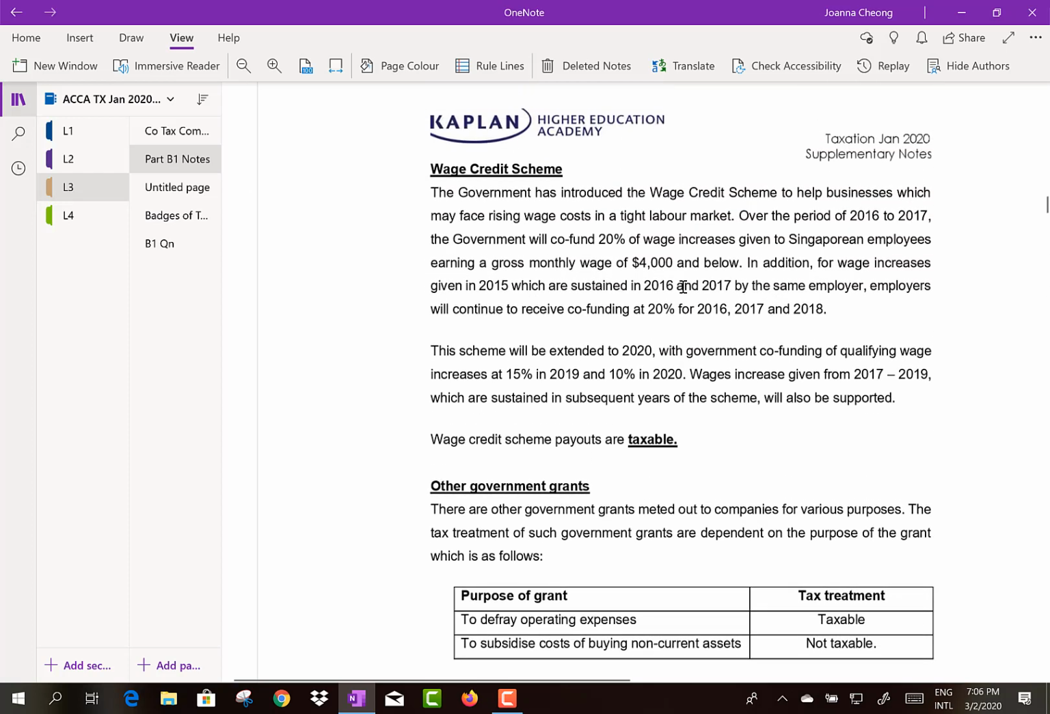I have to put this here because I'm not sure where to put it. That's why I put it here. Now, the WCS, Wage Credit Scheme. How many of you have heard this before? It was introduced not too long ago, in recent years.